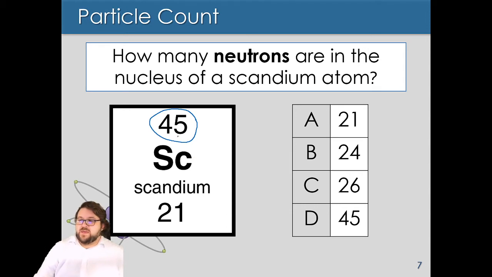Okay, so there are 45 total particles in this nucleus, or it weighs 45. Remember we said that the relative weight of a proton and a neutron was 1. We're calling each one 1. So here there are a total of 45 particles. 21 of them are protons. That means that B, 24 of them must be neutrons.